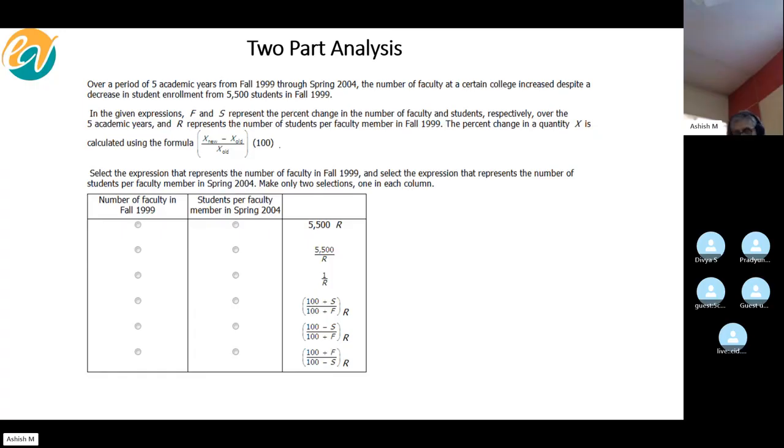This is a slightly elaborate one. I'll give you guys a good 5 minutes to solve this.